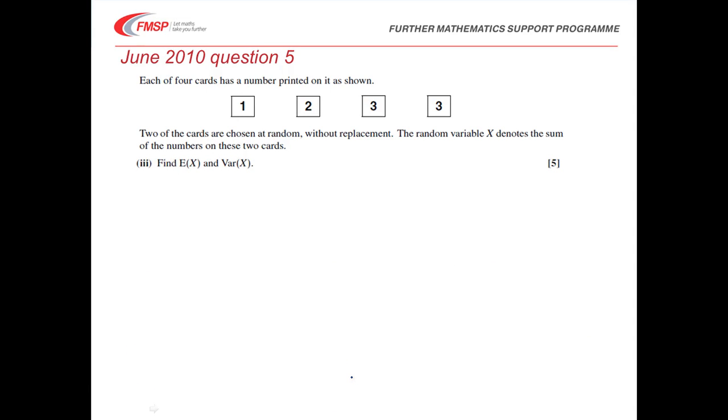It then says 2 of the cards are chosen at random without replacement, and we're asked to find E of x and var of x. Again, it's always useful just to have the table at hand. So 3, 4, 5, 6, that's x and its probabilities. The probability of a 3 was 1/6, 2/6, 2/6, 1/6. As I described before, it's easier if all your denominators are the same.